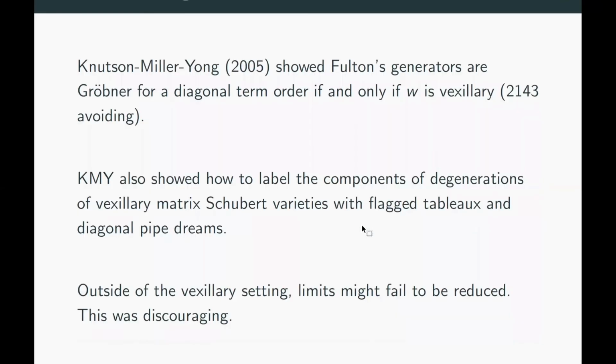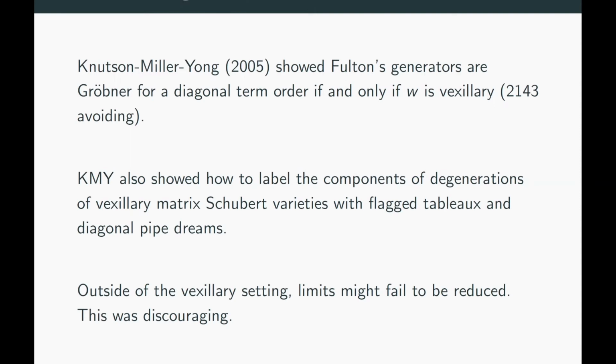Okay. So yeah, what about diagonal term orders? The first term order I would think of would not be an anti-diagonal term order. It would be like just where I kind of read along the rows of the matrices how I would read any old book, like left to right and then working down. So anti-diagonal seems a little strange, even though the combinatorics works so beautifully and so perfectly. So Knudsen, Miller, and Young showed that Fulton's generators are Gröbner under a diagonal term order if and only if your permutation is vexillary.